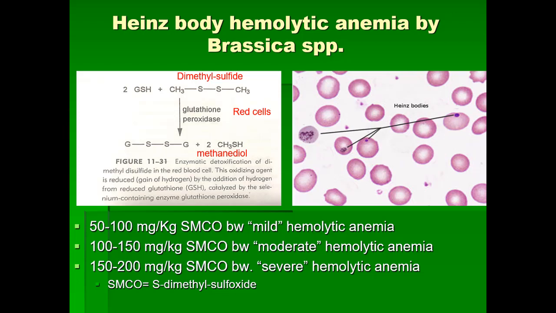So the ultimate outcome basically is a Heinz body hemolytic anemia. And as we see at the bottom, the degree of the hemolytic anemia in experimental studies, this was done with sheep, is actually dose dependent. Lower doses of 50 to 100 milligrams per kilogram of the dimethyl sulfoxide, the anemia is mild. It is moderate at doses between 100 and 150 milligrams per kilogram, and severe at doses between 150 and 200 milligrams per kilogram.